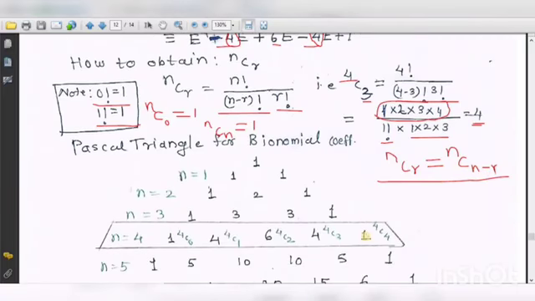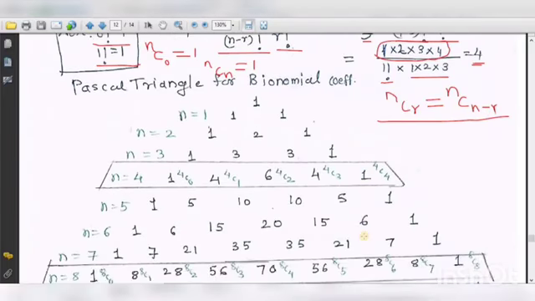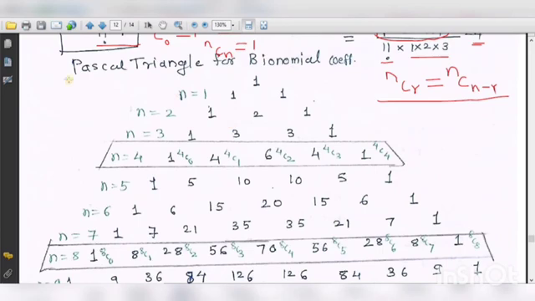Now, as I told you, we can quickly obtain these binomial coefficients. For this we use the Pascal triangle. So what is this Pascal triangle? It is used for many reasons, but here we are using it only to obtain the binomial coefficients. Some people use it for the powers of 11: 11 squared, 11 cubed, 11 raised to 4, and so on. Here we are using it for the binomial coefficients.